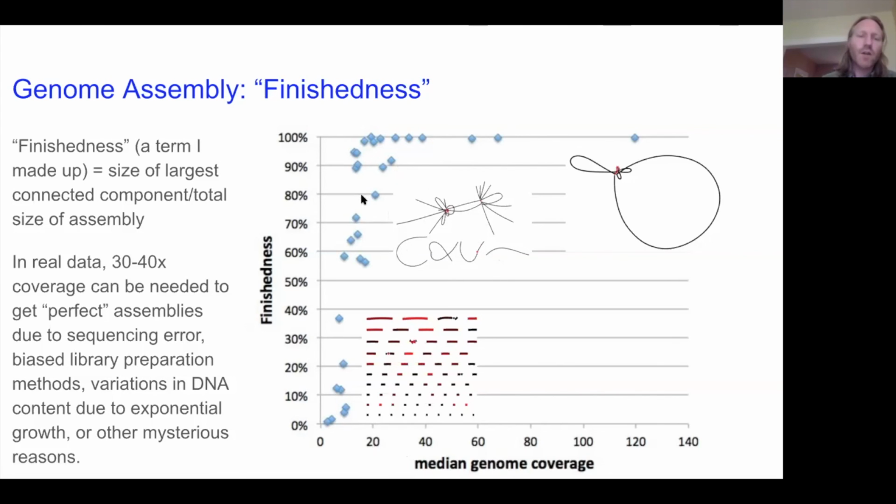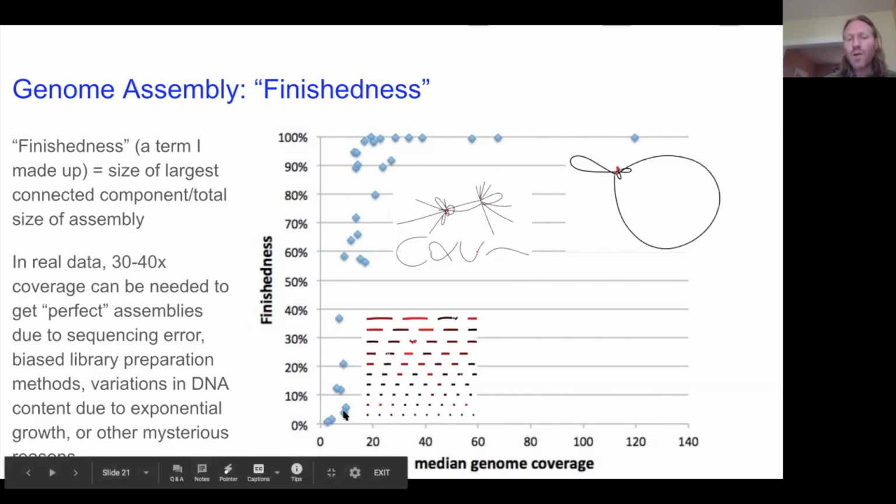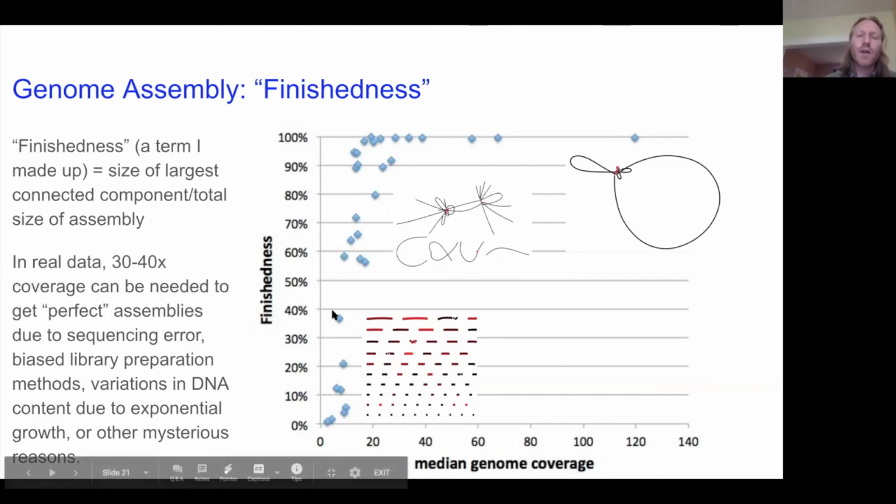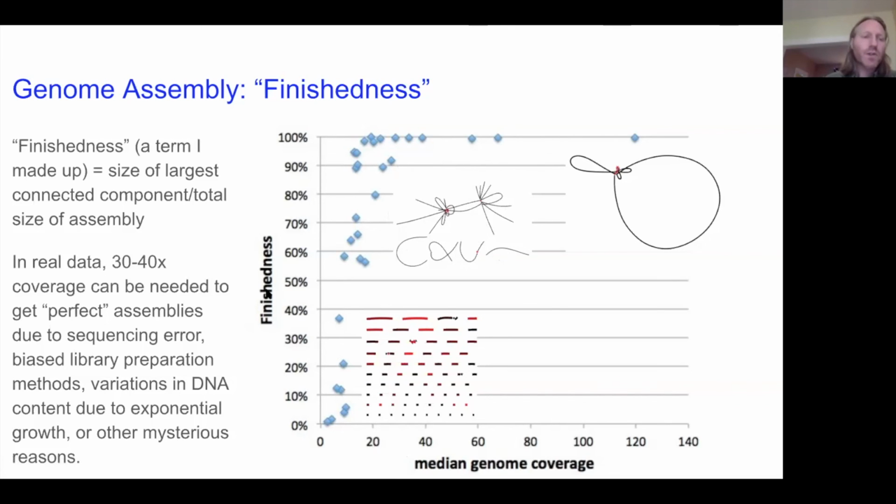And so they might fall over here somewhere. And then this is often what we have in the world of metagenomics, where we just have a whole bunch of contigs that are disconnected from each other. And so those would have a low finishedness on this metric. And that's often what we face when we're doing real life metagenomics.